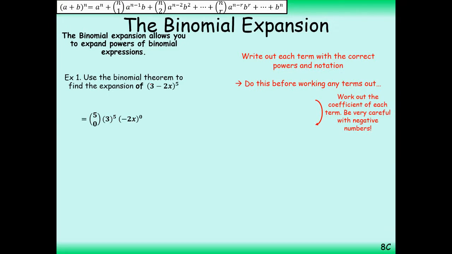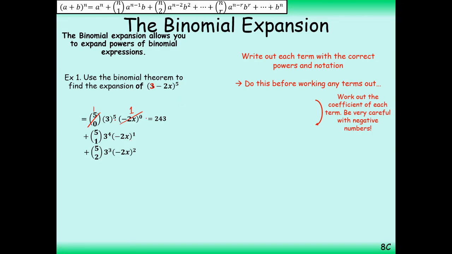So this 3, we're going to raise it to the power of 5, and that means the minus 2x will be to the power 0. That's a 1, and this is a 1. All right, you first just write them like so. Then you evaluate it with the calculator. Now 5 choose 1 is a 5, and write the next few terms for yourself.